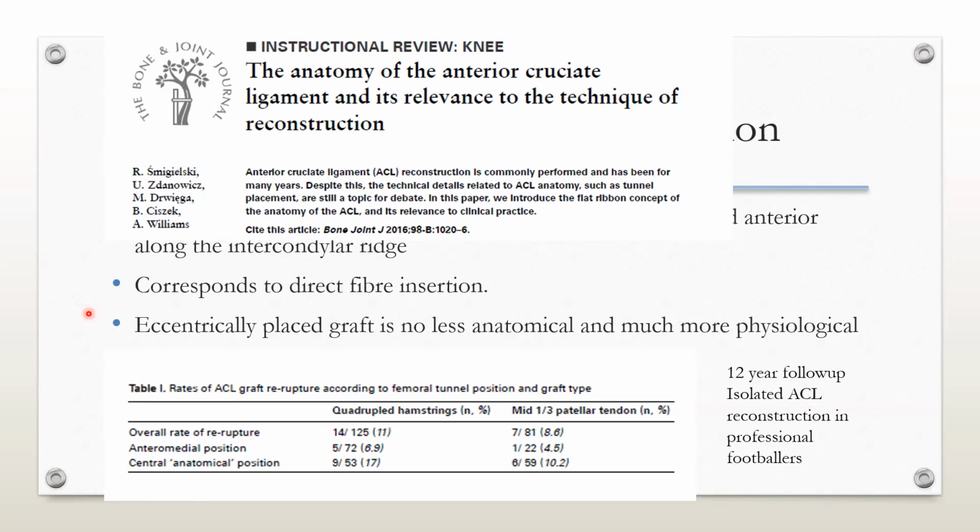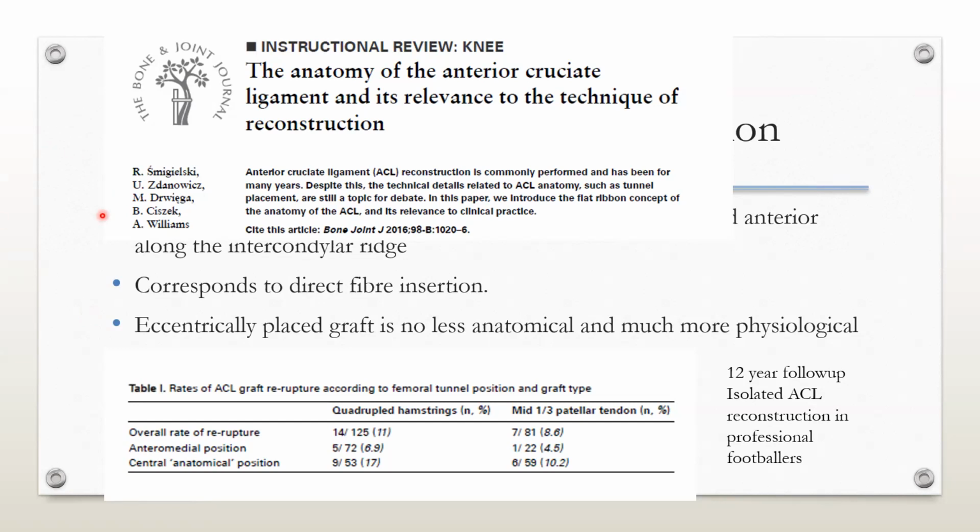So the position of the tunnel was initially only central. Then they said to come down slightly, then they moved up slightly. Yes, sir, currently it's not very clear whether pure AM is better or pure central is better. But we are slightly higher than the rest of the people currently. Whatever I saw, surgeons in Chennai are more of central. We are slightly higher towards the intermediate. We have to see the results. Retear rates, we are not able to quantify them.